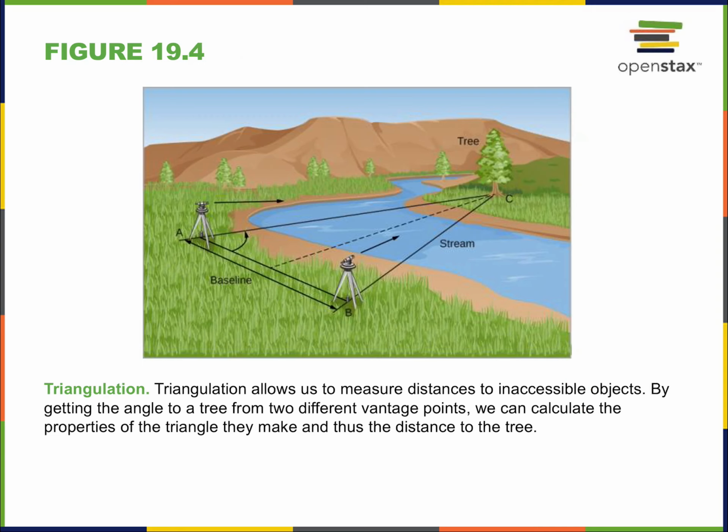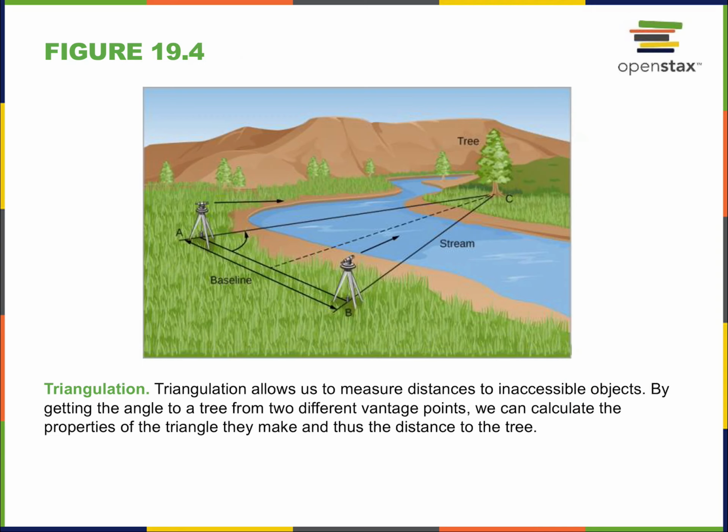Because if you recall, there was this idea of parallax, okay? But now I'm going to get into parallax, but I want to mention this slide. These are the order that the figures are in your book. And this is just establishing the idea of triangulation. So essentially we can measure two distances, in this case, which allows us to measure a distance to an inaccessible object by getting the angle to a tree from two different vantage points.